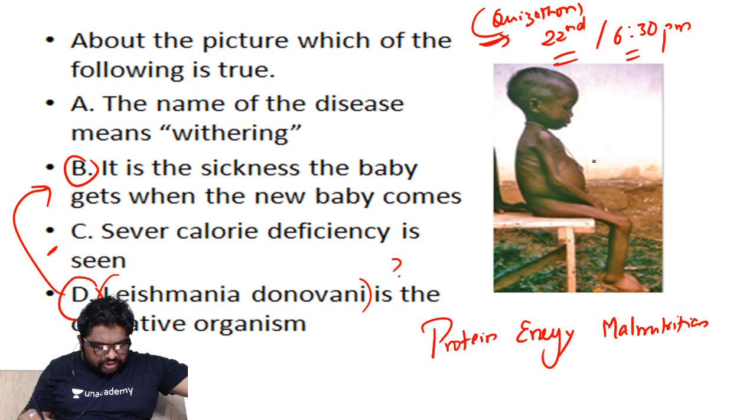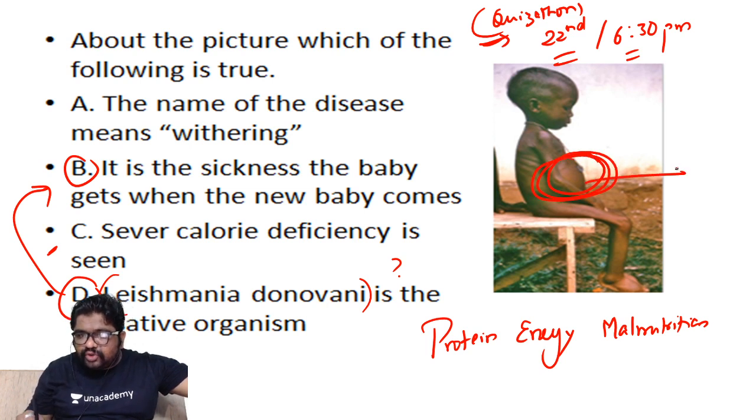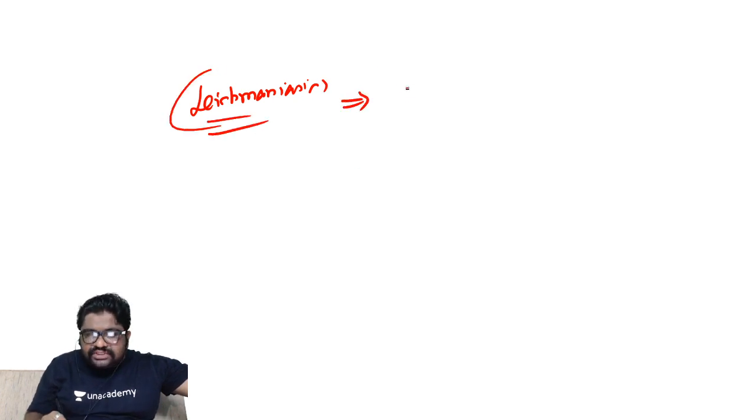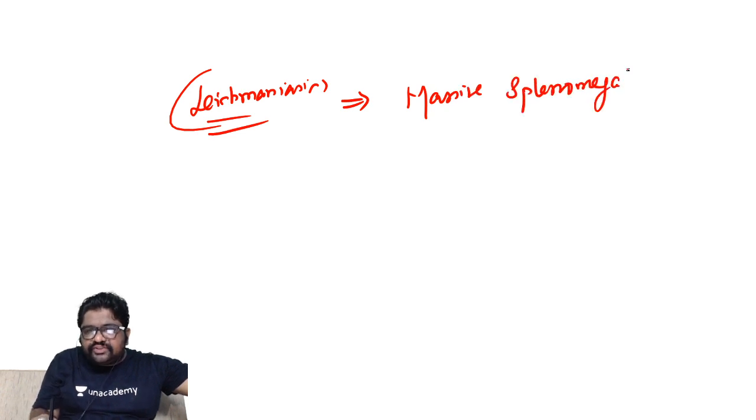Now, if such a question comes up, you will be able to look at this particular area, the abdomen. Remember, I'll use another slideshow here. In case of leishmaniasis, let's discuss very clearly. In case of leishmaniasis, the most important thing that you have to notice is massive splenomegaly.